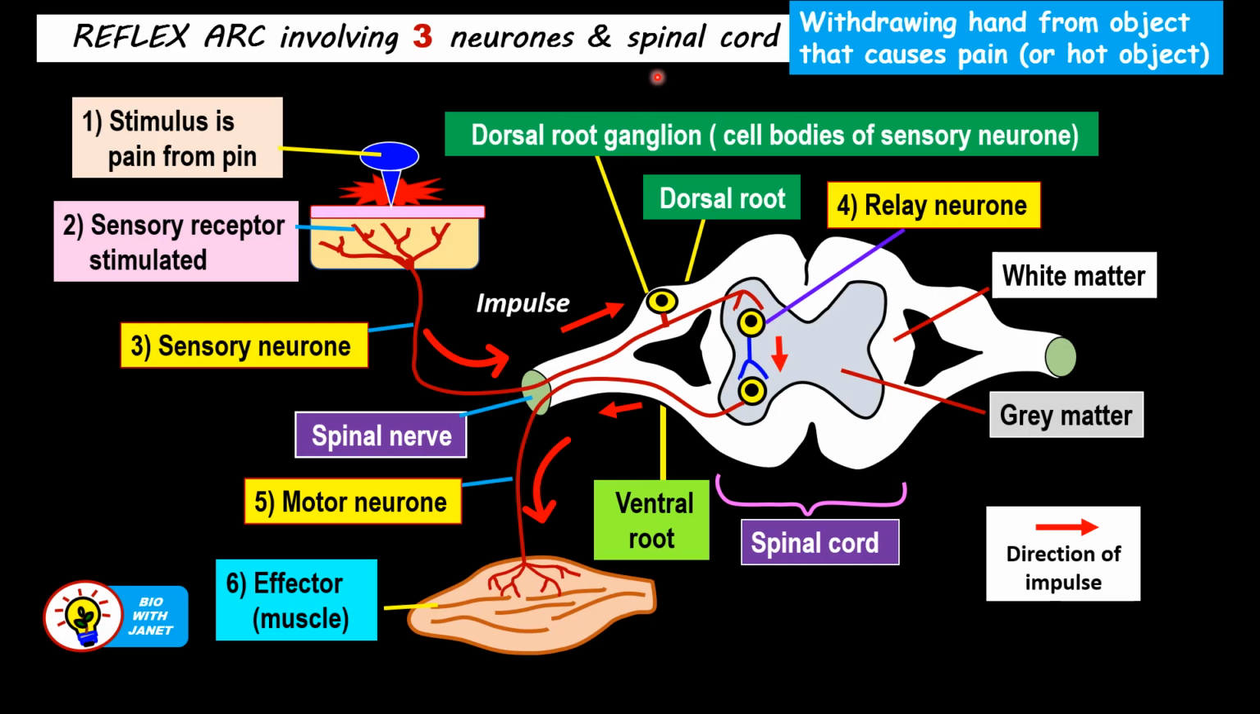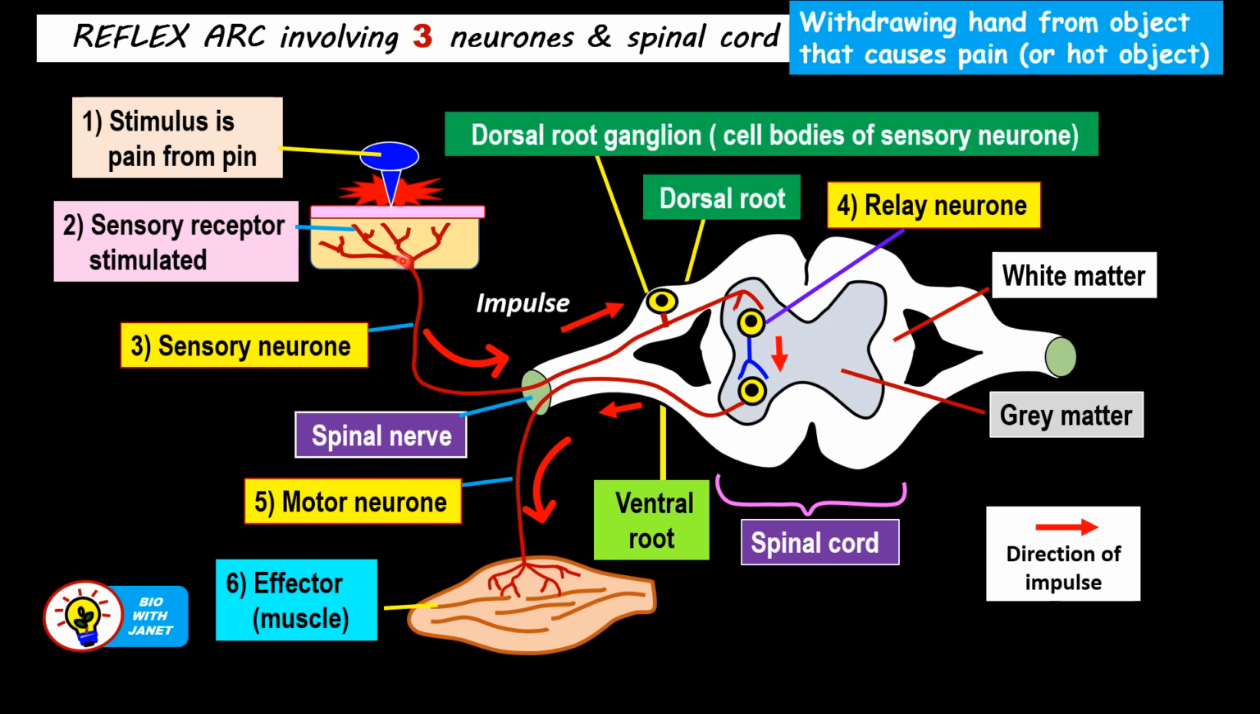Now we're going to discuss the reflex arc involving 3 neurons and the spinal cord. An example is withdrawing the hand from an object that causes pain or a hot object, or moving the finger away from an object that causes pain, right? So we must know how to draw this reflex arc. Draw the sensory neuron, the relay neuron is also involved, and then the motor neuron. All right? So let's start with the stimulus. So the stimulus is the pain from the pin.